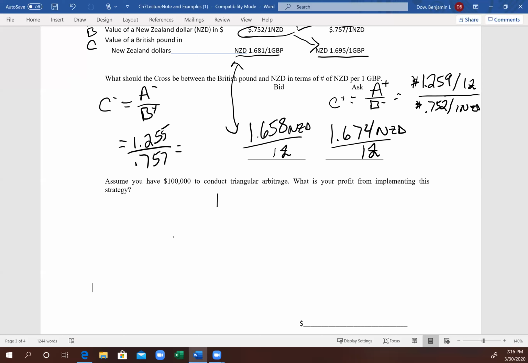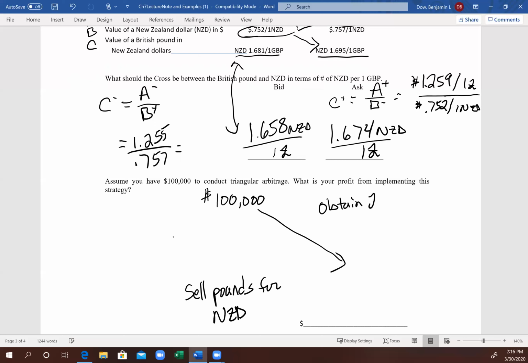So let's start with our triangular arbitrage. You will remember why it's called triangular arbitrage, because the first step is we know we want to do something. We've identified the inefficiency from above, and the inefficiency is to sell pounds for New Zealand dollars. Well, we can't sell pounds for New Zealand dollars until we first do what? Obtain pounds with the 100,000 that we have.